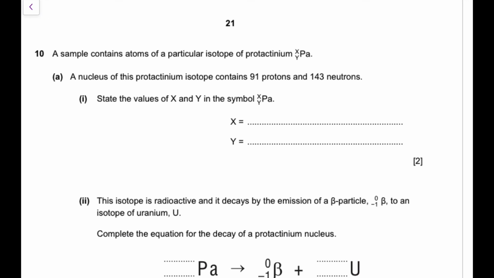A sample contains atoms of a particular isotope of protactinium with the mass number X and proton number Y. A nucleus of this protactinium isotope contains 91 protons and 143 neutrons. State the values of X and Y in the chemical symbol of protactinium. So again, X is the mass number, which is going to be equal to the sum of proton number and number of neutrons. So you'd add 91 to 143, which is 234, and Y is the proton number, which is 91.